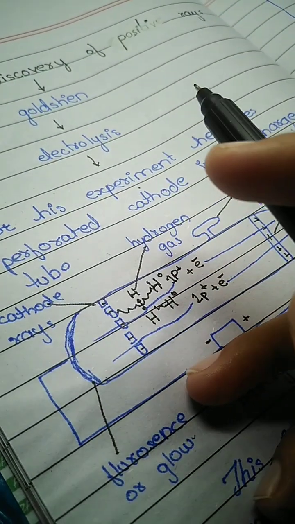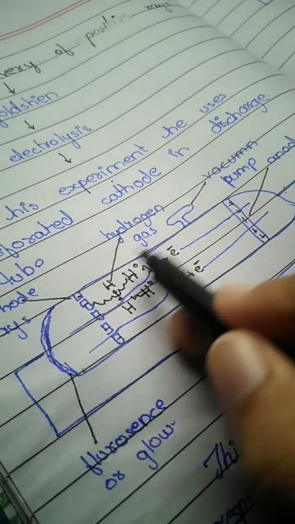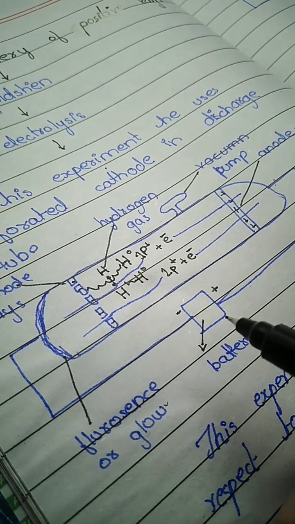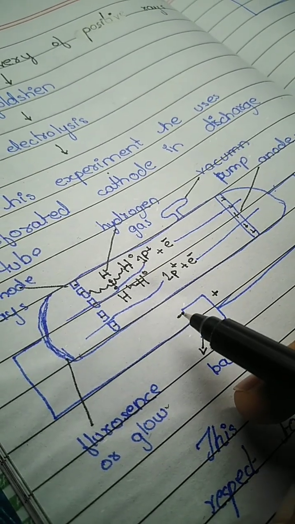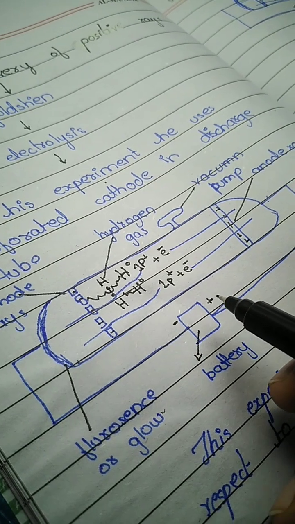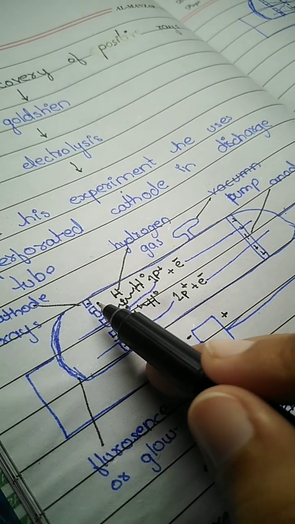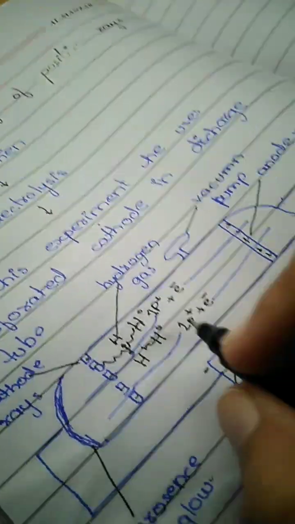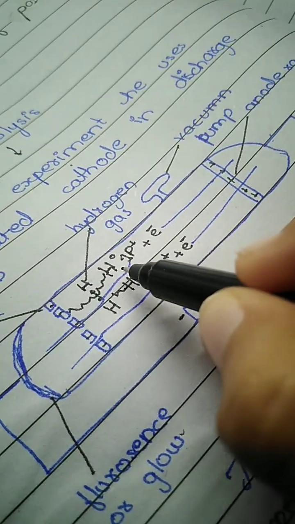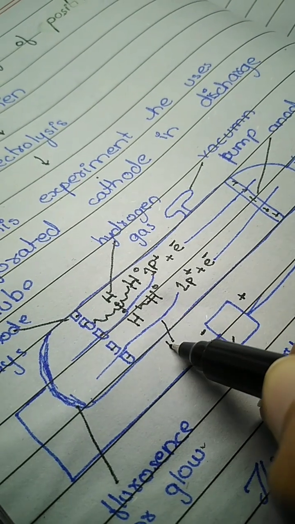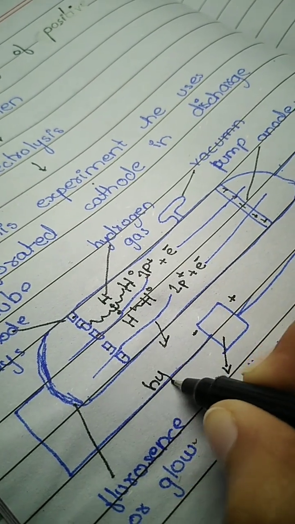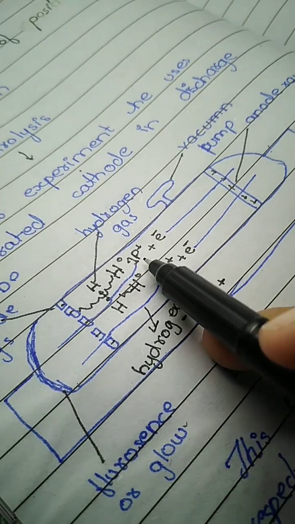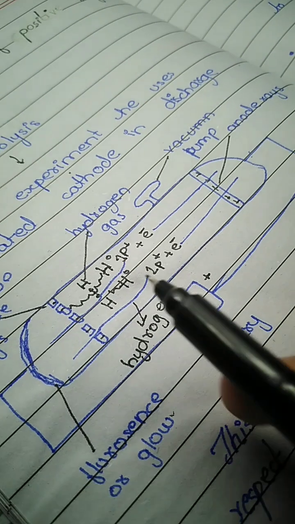As in the cathode ray tube's discovery, we have a discharge tube, vacuum, glass tube, battery, negative terminal, positive terminal. But the difference is that there is a space in the cathode area. Now, just suppose there is hydrogen gas inside the tube. Now what will happen?